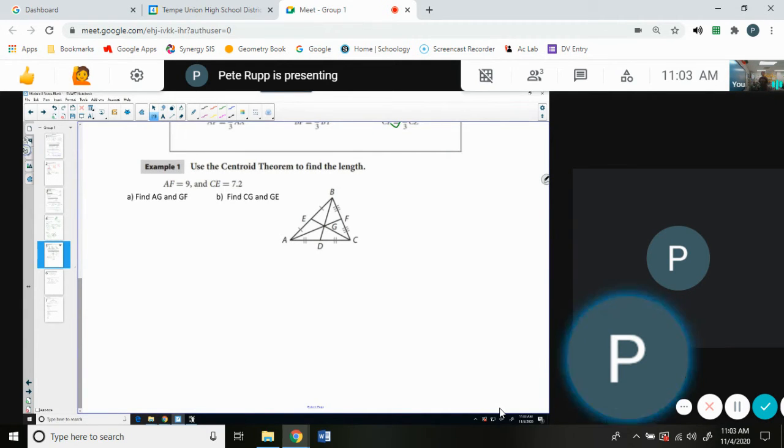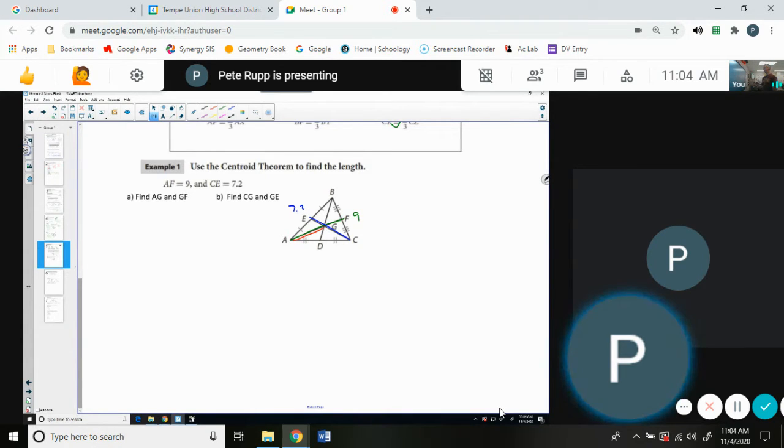It gives you some information here: AF, the whole thing all the way across, I'm going to mark over here, which is 9. Then I'll switch colors. It says CE, which is this whole piece, is 7.2. It says find AG and find GF. So let's see where AG is. AG would be this piece right there, so we'll find that first. You have to ask yourself, does that look like the longer part or the shorter part of AF?